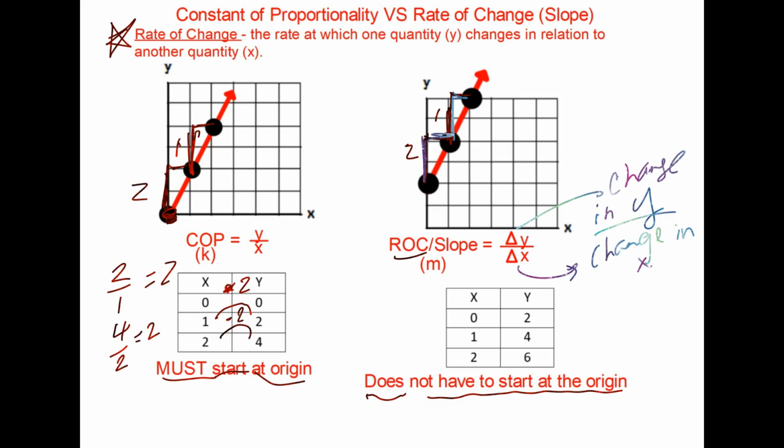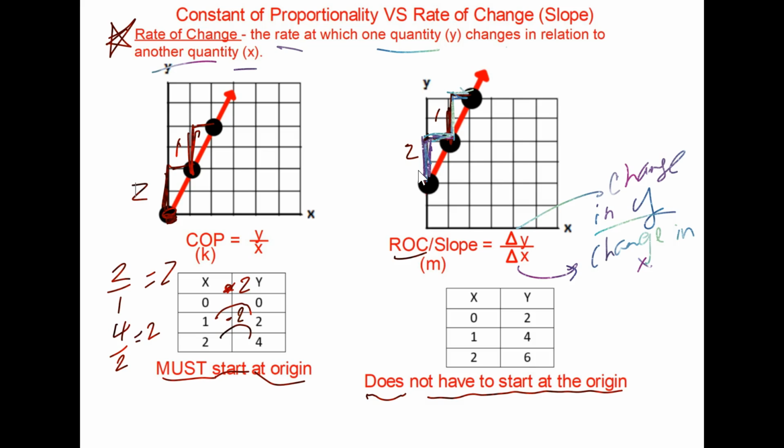All right. So if that's the case, I'm going back up to my graph right here. My y's are changing by 2, and my x's are changing by 1 each time. Remember, it's the rate at which one quantity, y, changes in relation to another quantity, x. So it's going up 2 over 1, up 2 over 1. That is the change.